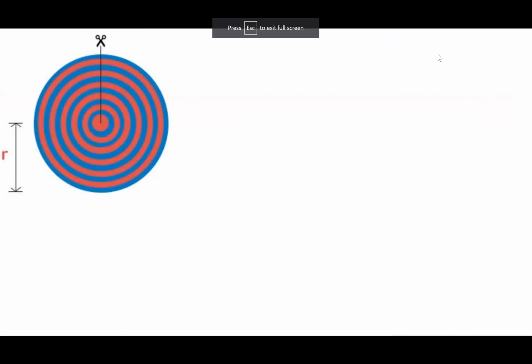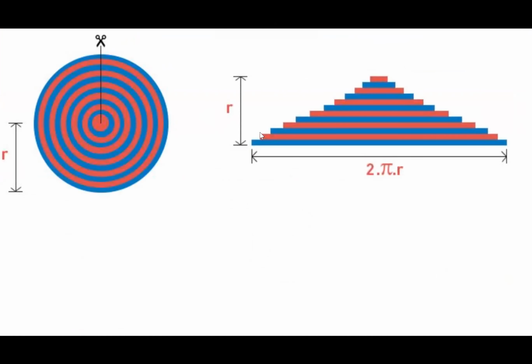Let me talk about something about circles. Imagine I have a circle made out of strings, blue and red strings. I can cut them right to the middle, and then I can open them up like this. If I had a circle and cut it right through the middle, it would open up like this.